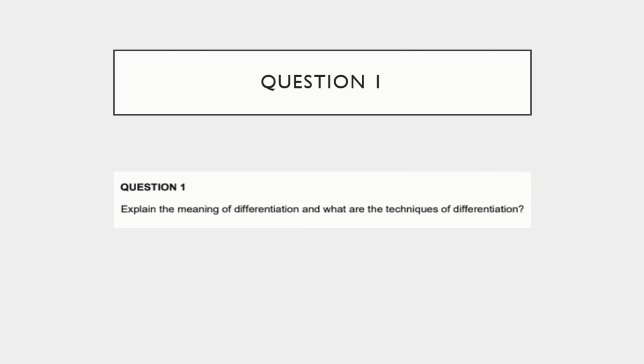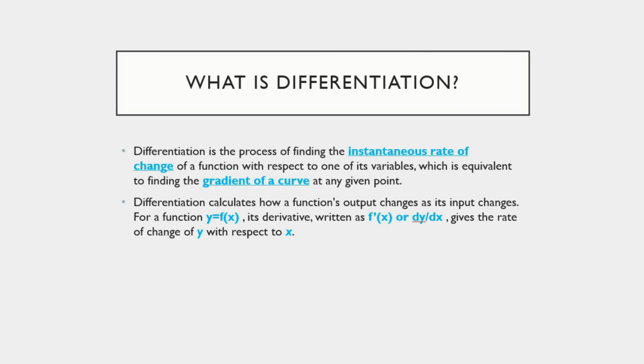Question 1. Explain the meaning of differentiation and what are the techniques of differentiation. What is meant by differentiation? Differentiation is the process of finding the instantaneous rate of change of a function with respect to one of its variables, which is equivalent to finding the gradient of a curve at any given point. Differentiation calculates how a function output changes as its input changes. For a function y equals f(x), its derivative, written as f prime x or dy over dx, gives the rate of change of y with respect to x.